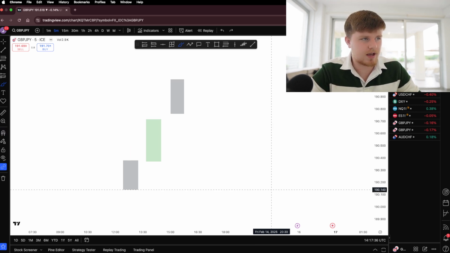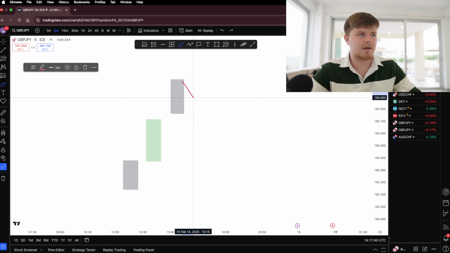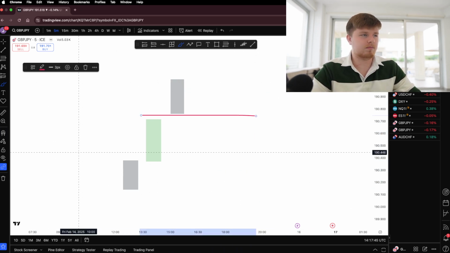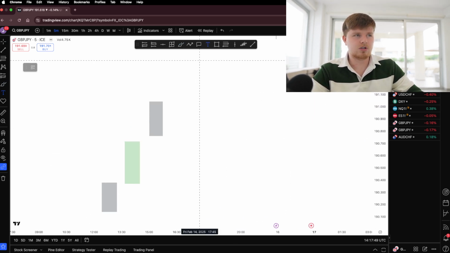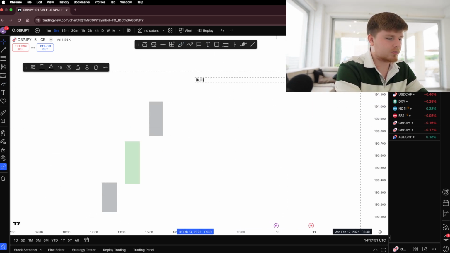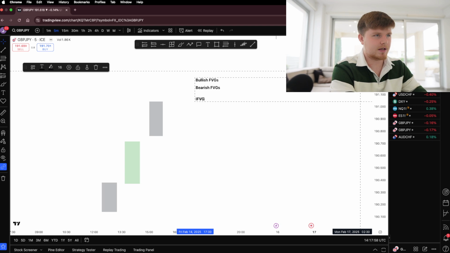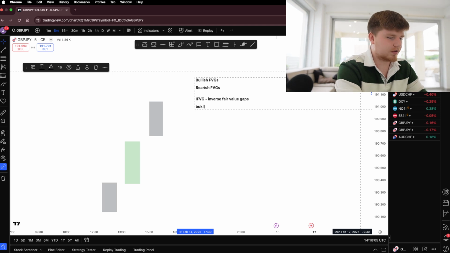Simple as that, okay? So fair value gaps are imbalances in the market, which we want price to come back to and either go straight through or bounce back up off of, okay? That's pretty much it. That's all there is about fair value gaps. That's all you need to understand, okay? 2 types of fair value gaps. There's bullish fair value gaps, bearish fair value gaps. Now there's also something called IFVG. IFVG stands for inverse fair value gaps, okay? There's 2 types of those. There's bullish ones and bearish ones, okay?